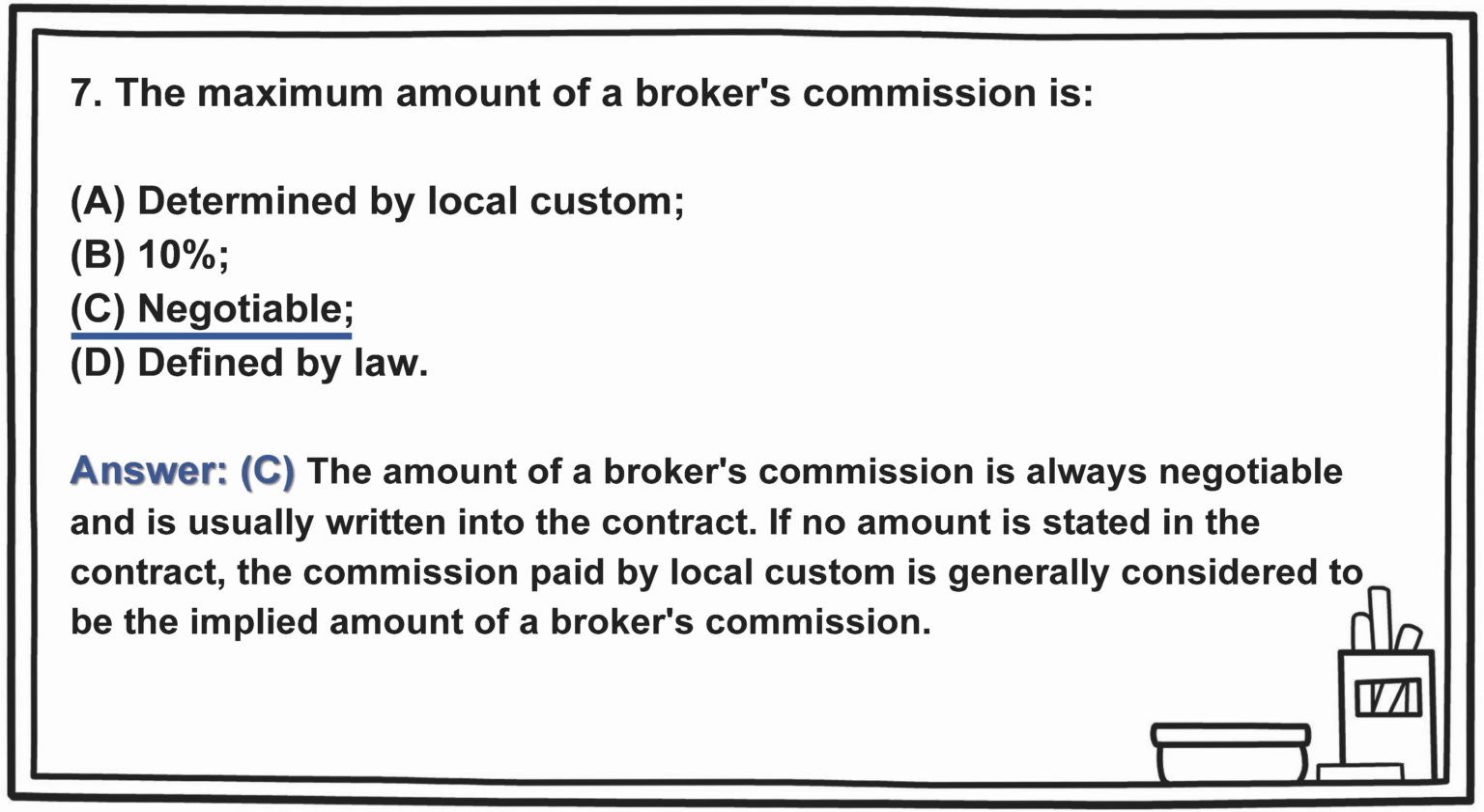Answer, C. The amount of a broker's commission is always negotiable and is usually written into the contract. If no amount is stated in the contract, the commission paid by local custom is generally considered to be the implied amount of a broker's commission.